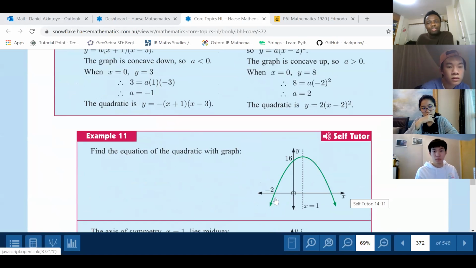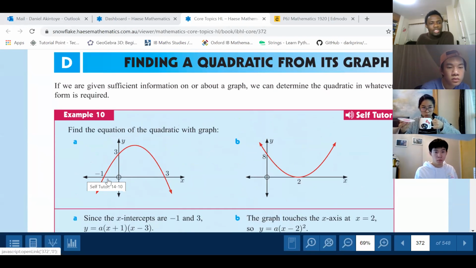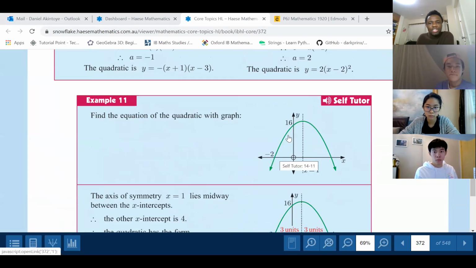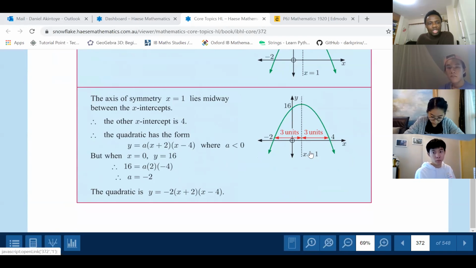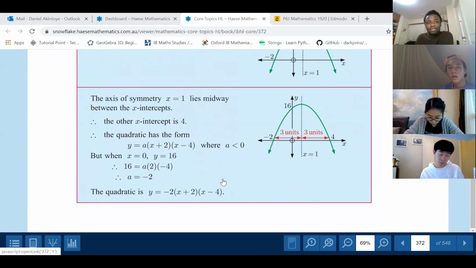Again, it looks like you are given the axis of symmetry format. Instead of giving you two coordinates, you have one x-intercept, one y-intercept, and the axis of symmetry. You can use this axis of symmetry to get the other intercept because it is the midpoint. From here to here is 3 units, then this has to be 3 units, and that's what was done here. So it becomes the first case again.